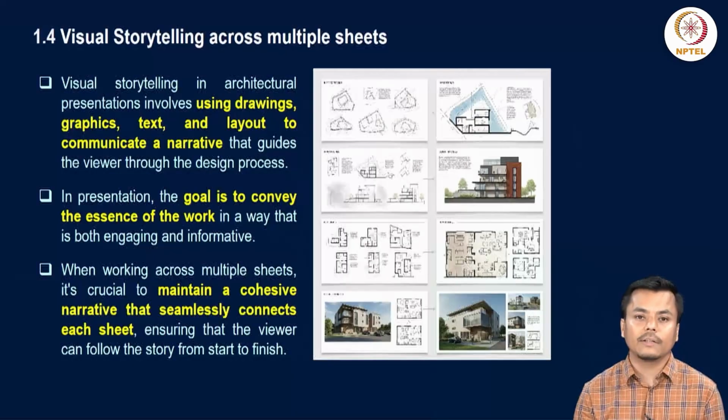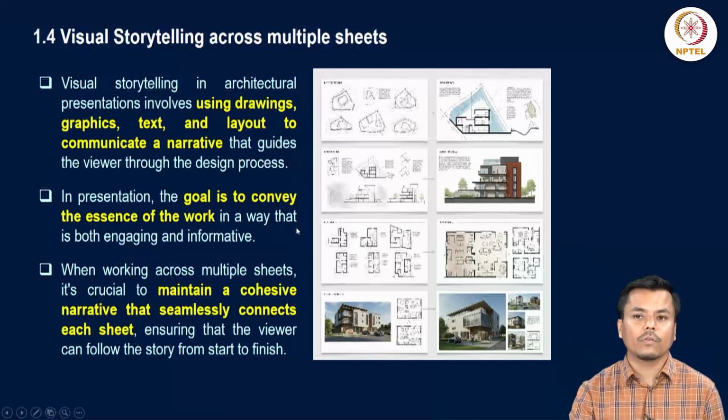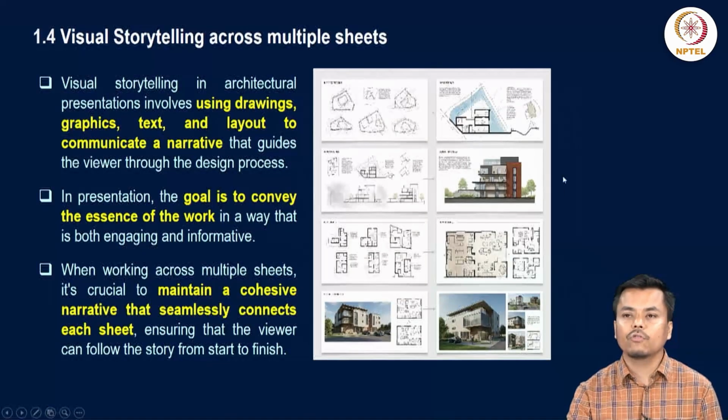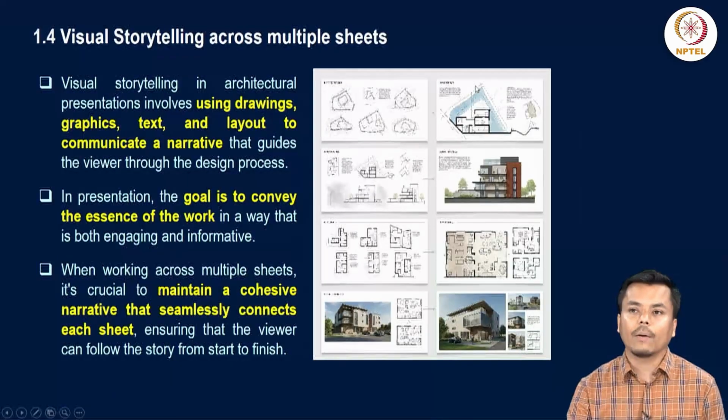So that is why visual storytelling becomes very important, and it generally happens through drawings, graphics, text and layouts to communicate a narrative that guides the viewer through the design process. In presentation, the goal is to convey the essence of the work in a way that is both engaging as well as informative. You can see here how visual storytelling is attempted. Initially we show some floor plans, then we highlight the floor plan with detail with respect to the site conditions, and then the elevations and sections of the drawings are presented along with some other sheets in detail.